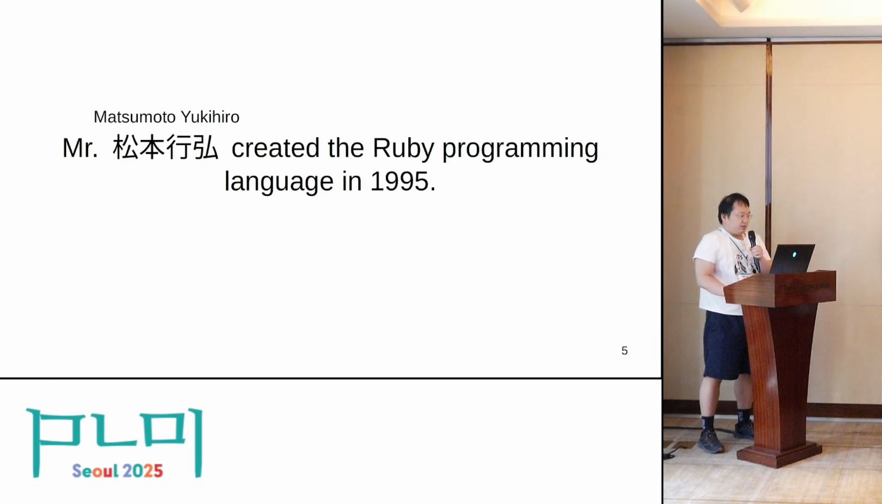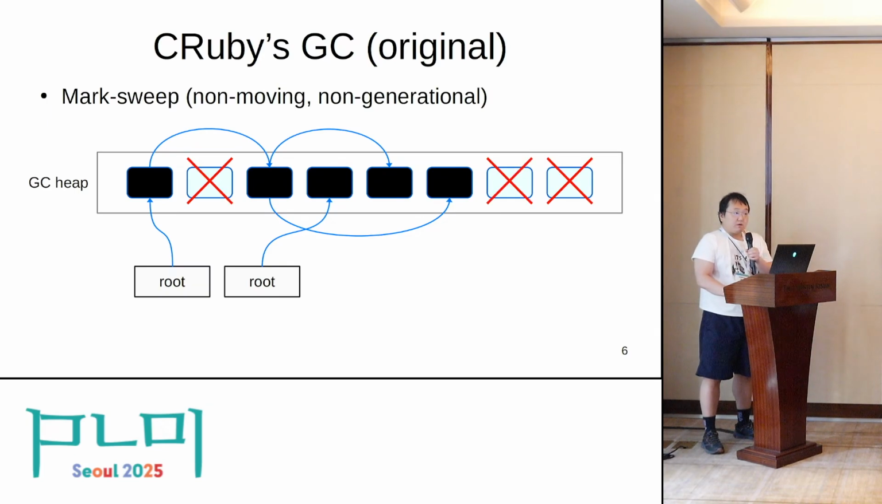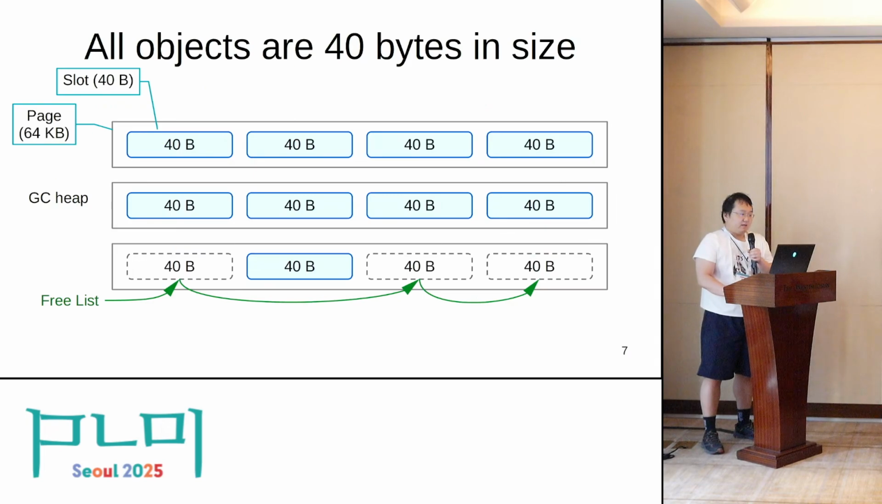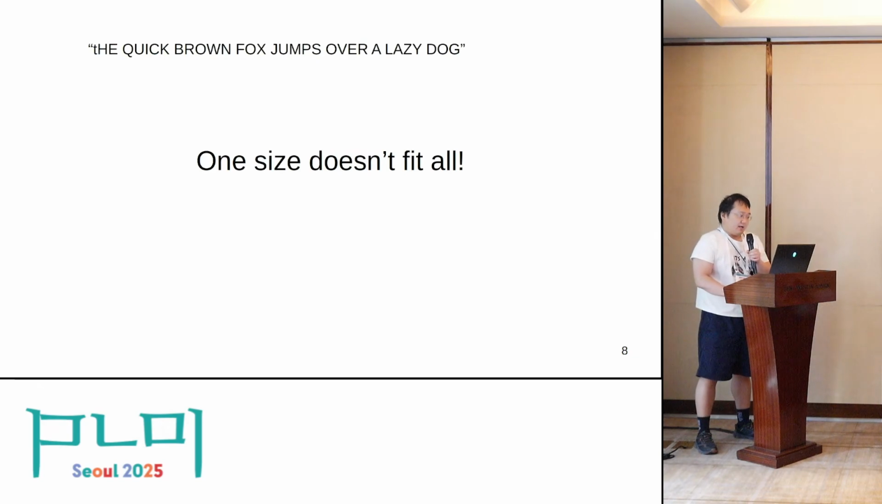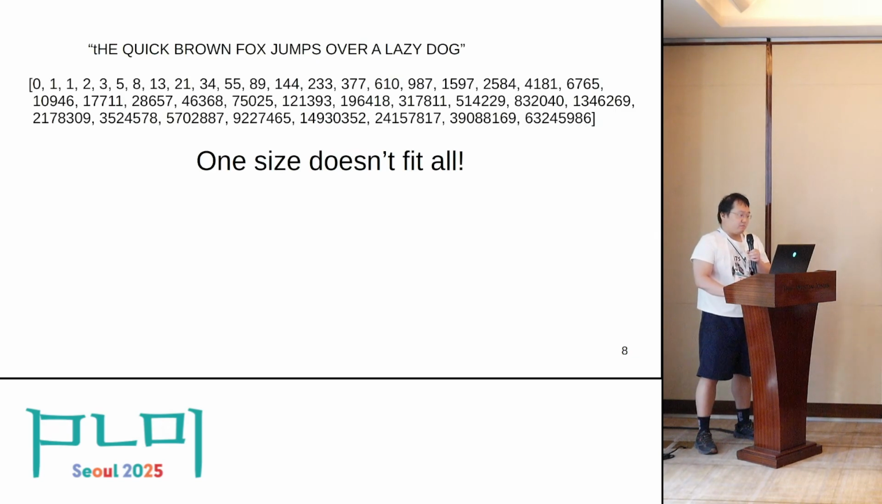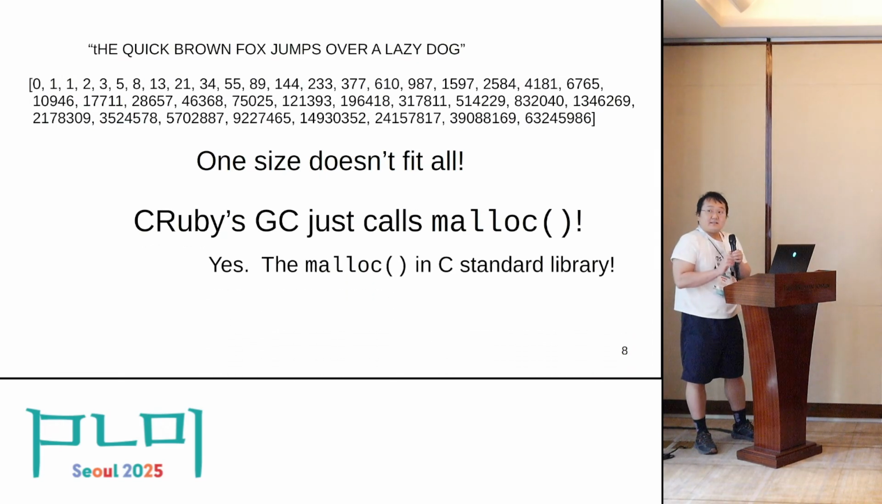Mr. Matsumoto Yukihiro created the Ruby programming language in 1995, and it started with a pretty standard mark sweep GC algorithm. But there's one peculiar aspect of this algorithm: all objects are 40 bytes in size. Strange. You may ask, one size doesn't fit all. What about big strings, and what about big arrays? And CRuby's answer is just call malloc. Yes, the malloc in C standard library.